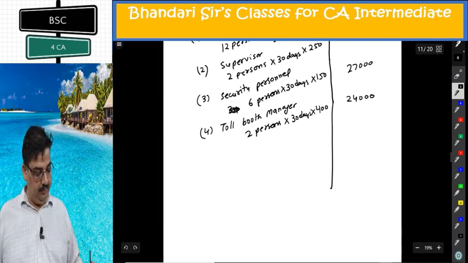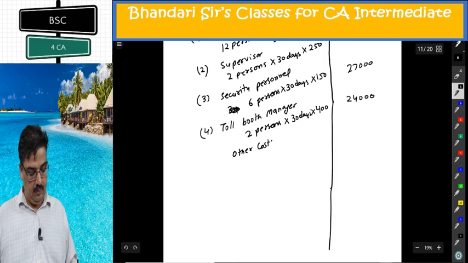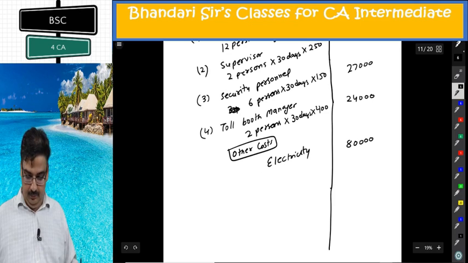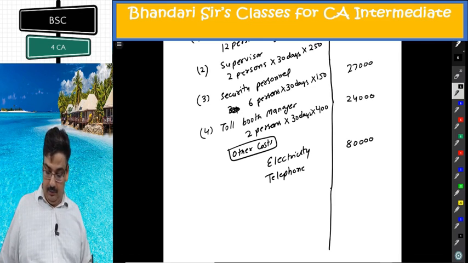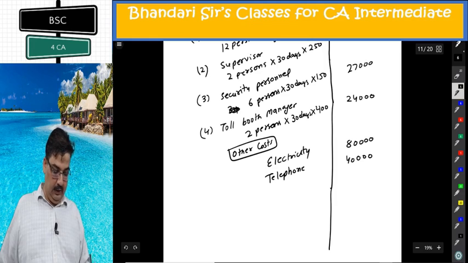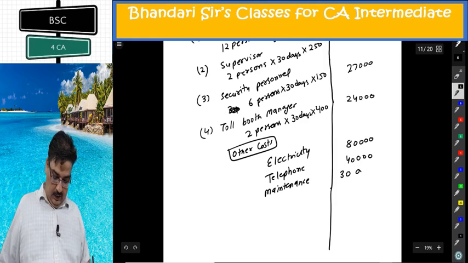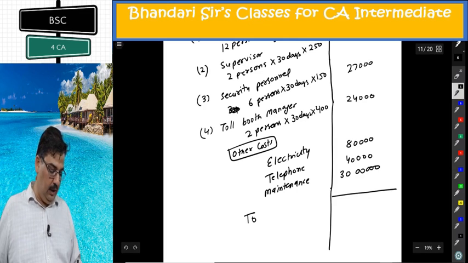Other costs, just copy and paste. Electricity, 80,000. They are all monthly already. On the top, before the first point, it was written that it was for the month of April. Telephone, 40,000. Maintenance, 30 lakh. Add them all, you get the total cost.